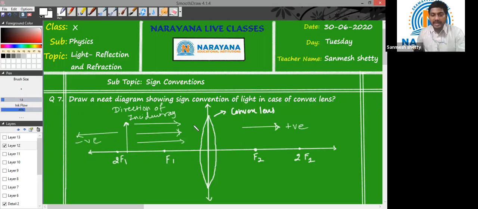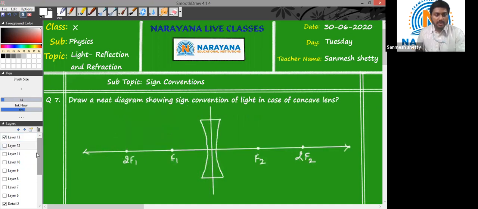Also, according to our sign convention, the distance moving in the upward direction along the y-axis is taken as positive, and below the pole, the distances are taken as negative. So these are the sign conventions for the convex lens. Similar sign conventions are there for the concave lens, which is in our next question.